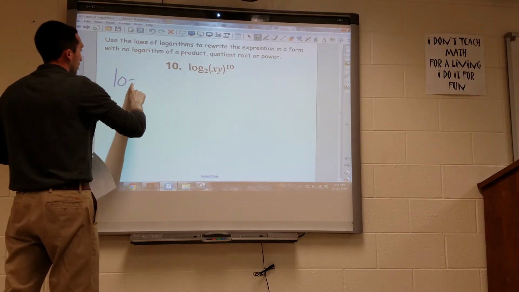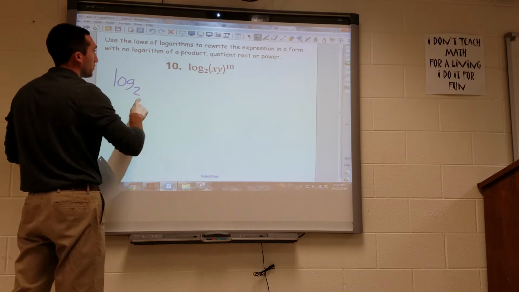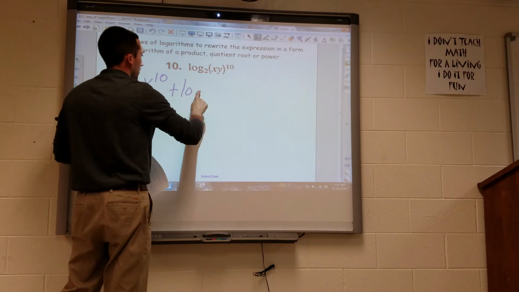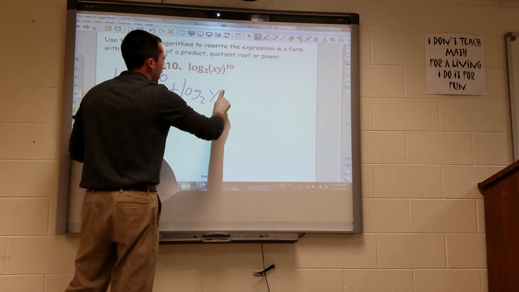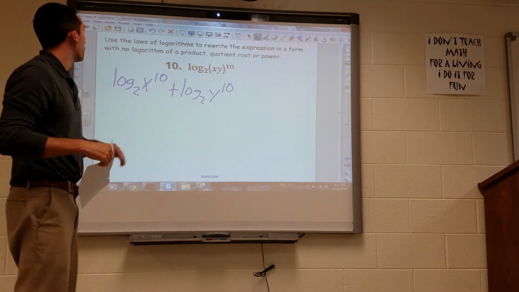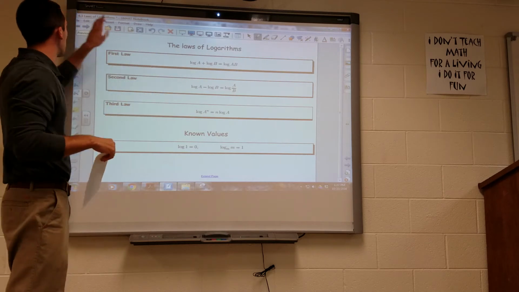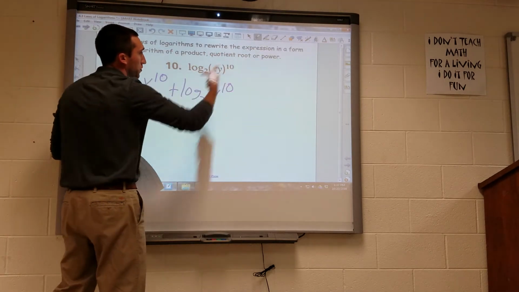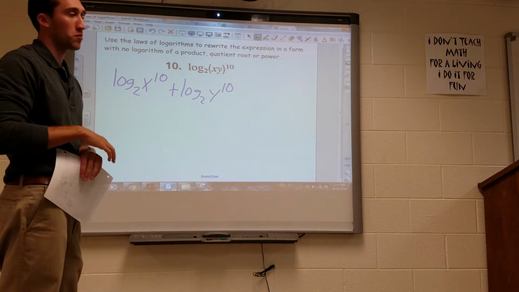as log base 2 of x to the 10th plus log base 2 of y to the 10th, right? I'm just using the first law of logarithms to rewrite the multiplication. And the 10 is obviously distributed to both the x and the y because we're multiplying.